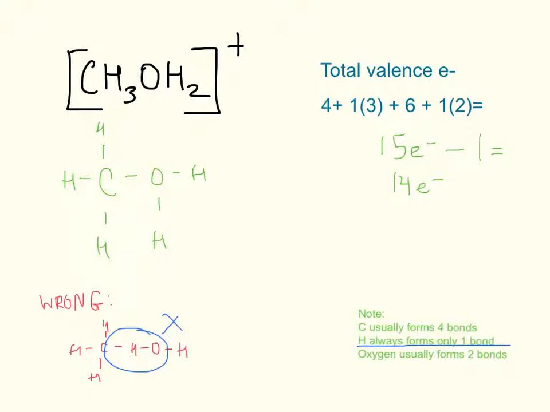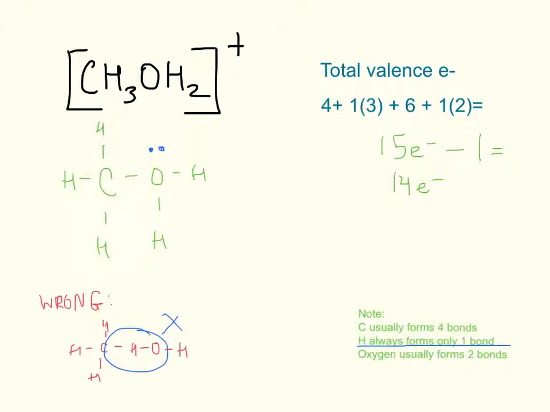And to complete the octet, hydrogen already has a full octet because, as usual, hydrogen can only form 1 bond. The carbon has a full octet because it has 8 electrons. This hydrogen is full octet, full octet. Now, the only one that's missing an octet is the oxygen. So the remaining 2 electrons go to the oxygen.